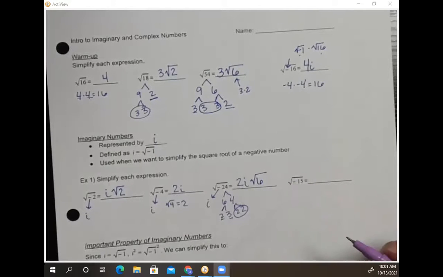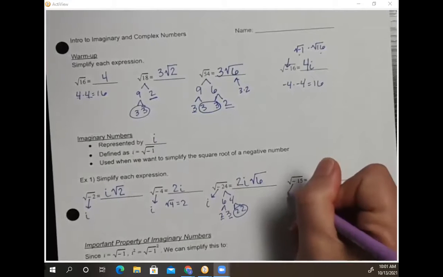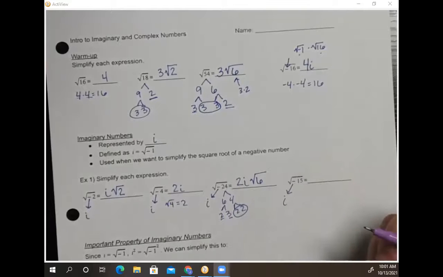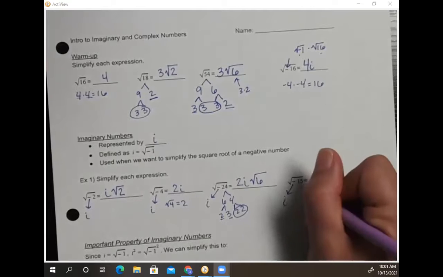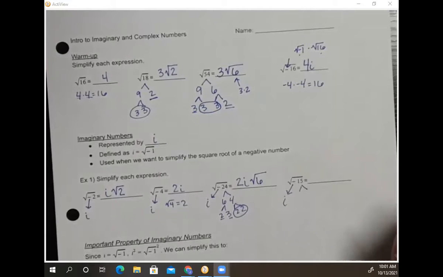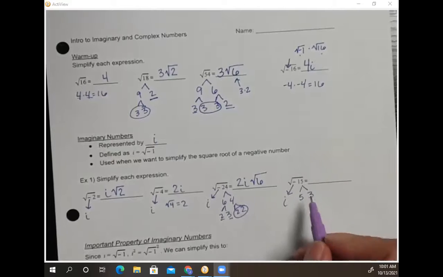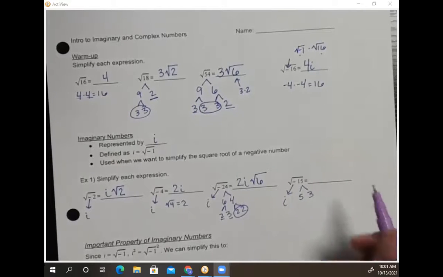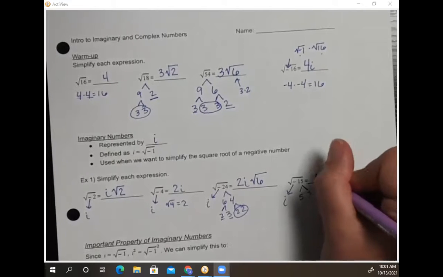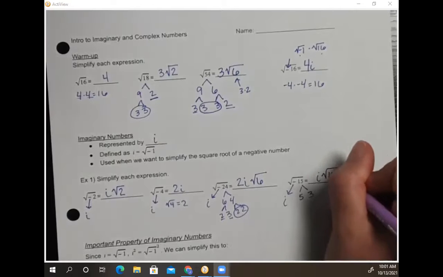For our final example here, square root of negative 15. Since I'm taking the square root of a negative, that means I'll have an i. And then does 15 have a nice square root? No. And then if I wanted to simplify 15, what times what gives me 15? 5 and 3. Any pairs there? Nope. And I can't break these down anymore. So this would just be i root 15.